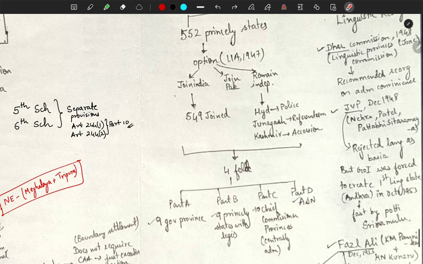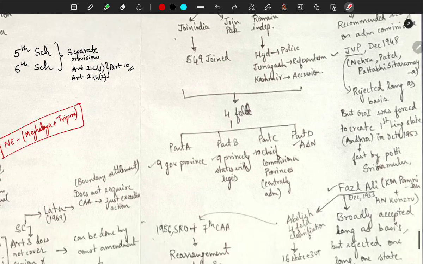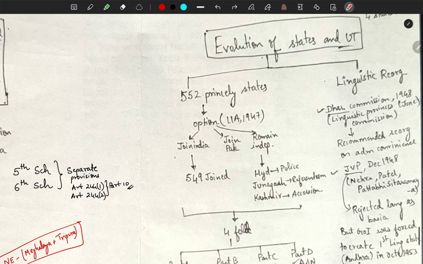So after this, a four-fold classification was made: Part A, Part B, Part C, Part D. In Part A, 9 governors' provinces were included, and in Part B, 9 princely states with legislature were included, and in Part C, 10 chief commissioner provinces were included, which were centrally administered. This is nothing but your present-day union territories. There were 10 at that time in Part C, and Part D included Andaman and Nicobar. Now linguistic organization. There was a demand for linguistic organization. First it began with the Dhar Commission in 1948.